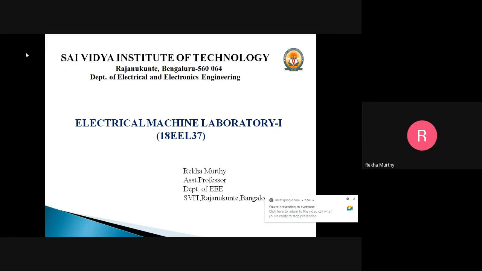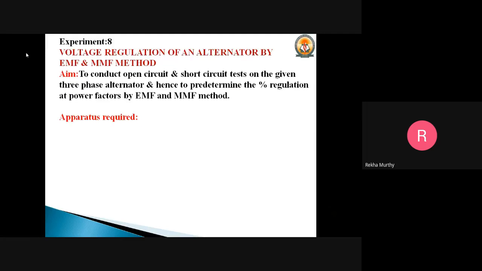Hello everyone, I am Rekha Murthy, Assistant Professor from the Department of Electrical and Electronics Engineering at Sai Vidya Institute of Technology. Today I am here to explain the experiment related to cycle 2 of Electrical Machine Laboratory 1. The experiment is voltage regulation of an alternator by the EMF and MMF method.